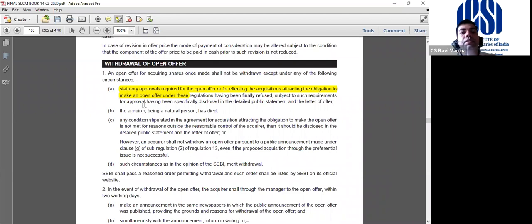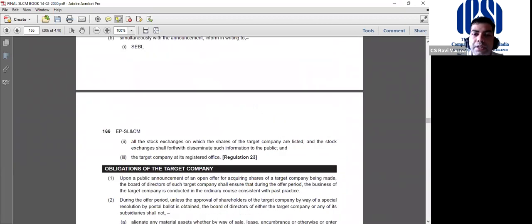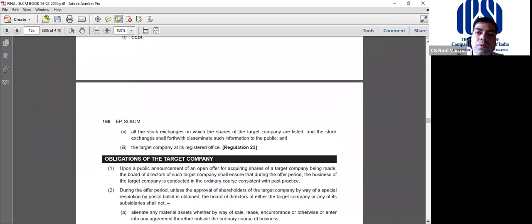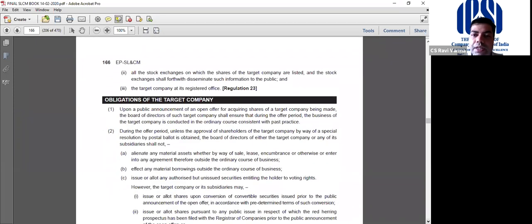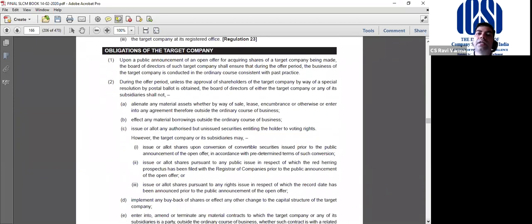Or, for a natural person, say the offer is made by an individual and the individual dies. Then who will acquire the company? No one. So these are the circumstances under which you can withdraw the offer, but strictly speaking, only under certain circumstances. Now, there are certain obligations of the target and certain obligations of the acquirer. The target company is the one which I am acquiring. What are the obligations? Say, for example, once you say, I will acquire your company, then what happens?